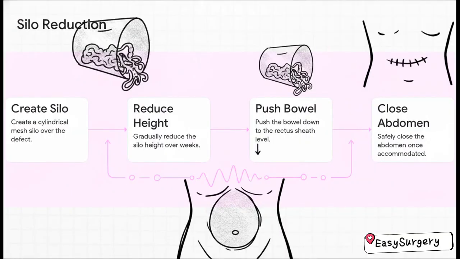Now, you can't just shove all that exposed bowel back into a tiny newborn's abdomen. You'd cause fatal abdominal compartment syndrome right then and there. And this brilliantly illustrates the staged reduction technique. Step 1, you create a cylindrical mesh silo right over the defect. Step 2, over a period of weeks, you gradually reduce that silo's height. Step 3 is slowly pushing the bowel down to the rectus sheath level. Finally, step 4, safely close the abdomen only once it's actually accommodated that volume.